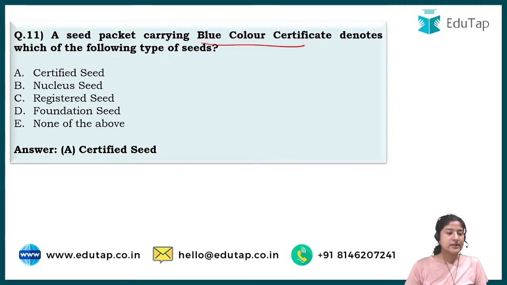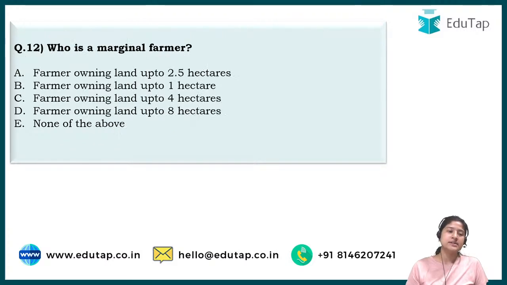Right. So the correct answer to this is option number A, that is certified seeds. For certified seeds, which color seed tag is given? It is the blue color seed tag.